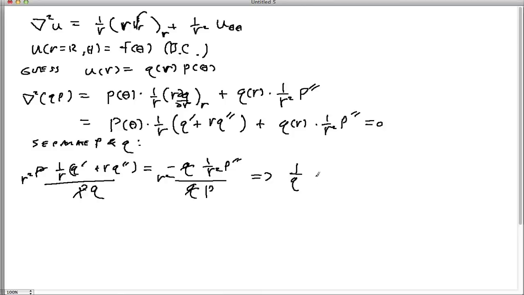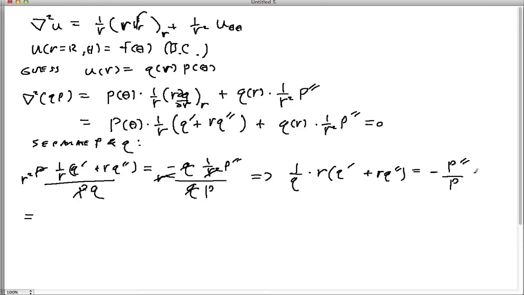1 over Q times R Q prime plus R Q double prime, that's a times there, is equal to, and here we're going to have the cancel of those R squared, and we're just going to have P double prime over P. We have a subtraction symbol there. Okay, we're almost there. I'm going to go a little further here. Just distribute in some.